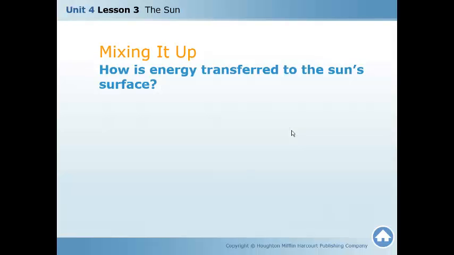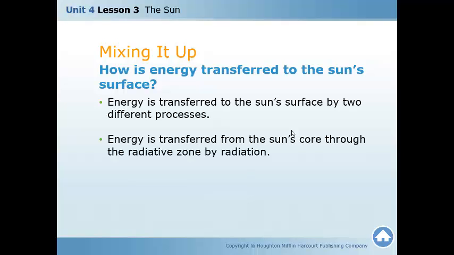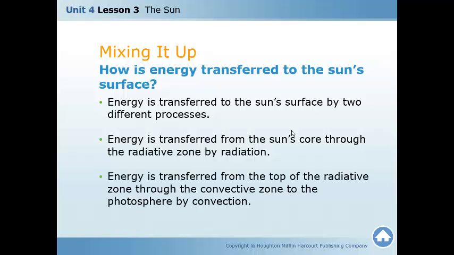Mixing it up. How is energy transferred to the Sun's surface? Energy is transferred to the Sun's surface by 2 different processes. Energy can be transferred from the Sun's core through the radiative zone by radiation. And this happens from the top of the radiative zone through the convective zone to the photosphere by convection. So remember, if you need to look at that picture again, the radiative zone is right outside the core, and then the convection zone is just past the radiative zone, and the photosphere is the surface of the Sun.